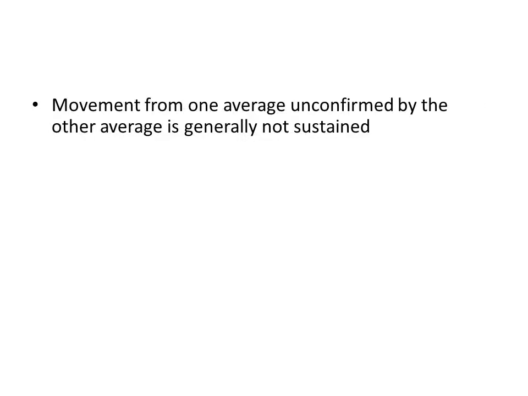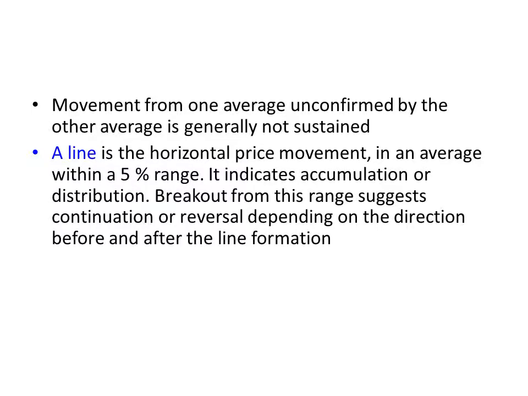Movement from one average unconfirmed by the other average is generally not sustained. A line is the horizontal price movement in an average within a 5% range. It indicates accumulation or distribution. Breakout from this range suggests continuation or reversal depending on the direction of the movement before and after the line formation.